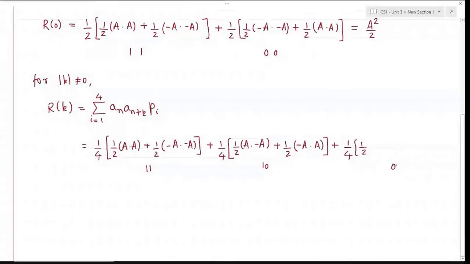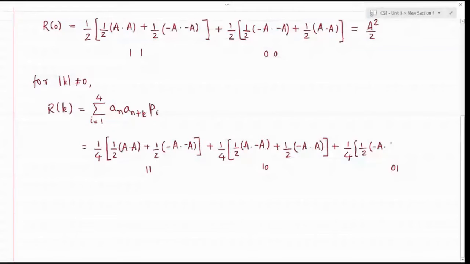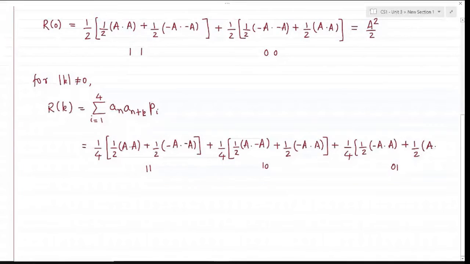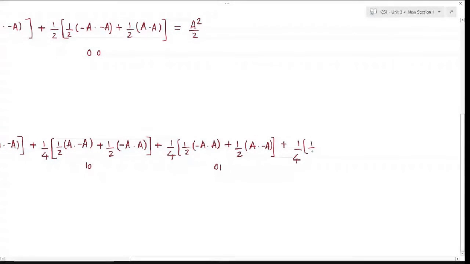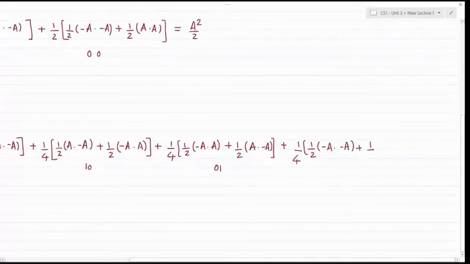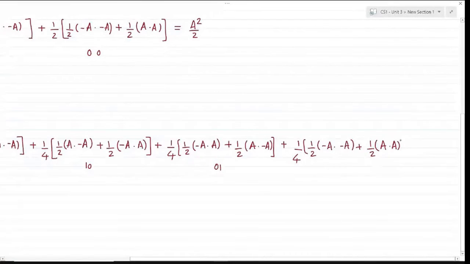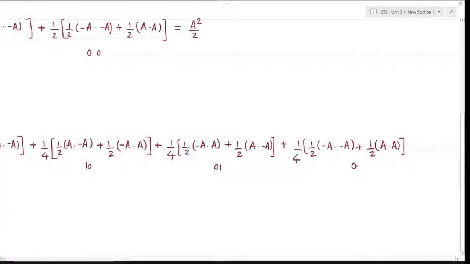Say for combination of 0 1, this is half of minus a into a, the exactly opposite of this, plus half of a into minus a. Okay, this is for 0 1, and finally for 0 0 we have already written that, but to write it explicitly, minus a into minus a plus half of a into a. Okay, so this is for combination 0 0.